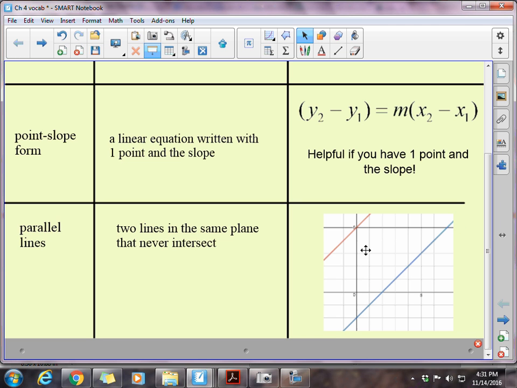Why will they never meet? What's interesting about their equations? How will we be able to recognize them? So parallel lines, two lines that are in the same plane, meaning they're both flat, that never intersect. Hit pause if you need to.